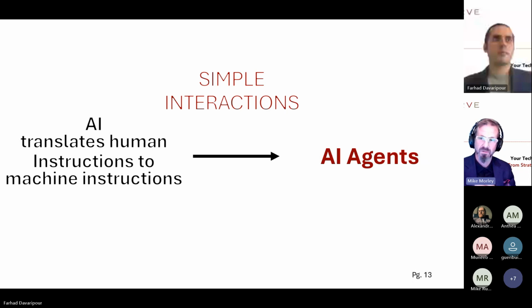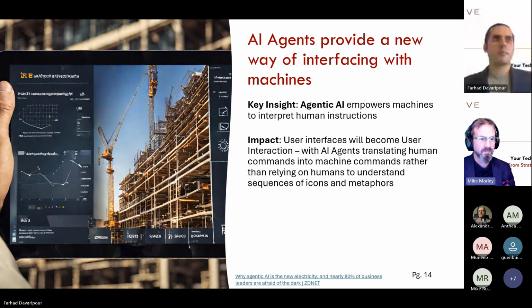Because AI agents empower machines to interpret human instructions. And the impact of this is that user interfaces are going to become a lot more flexible and fluid in terms of the way they can handle people's requests coming into them. And they're also going to be able to understand and map out sequences of steps to then move forward with requests from people. And if we go to the next slide, this then enables us to do things like answering enterprise questions through Agentic AI.